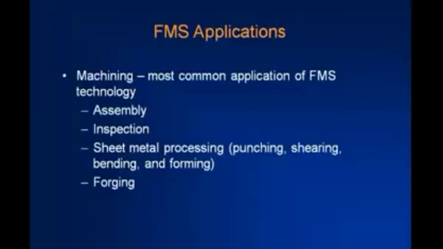The typical applications of FMS technology are in the assembly of parts. We can use it for the inspection of the production parts. It could also be used in sheet metal processing, that is punching, shearing, bending, and forming, and it could also be used for forging processes.